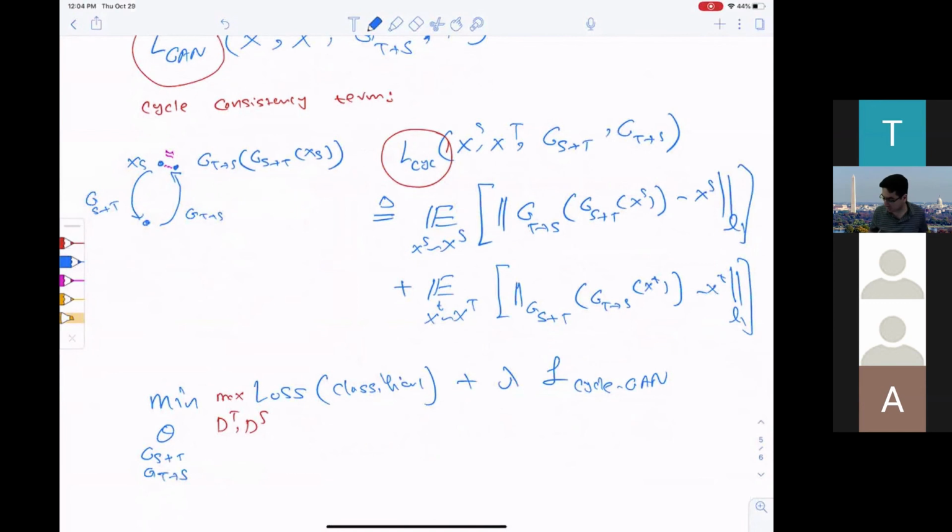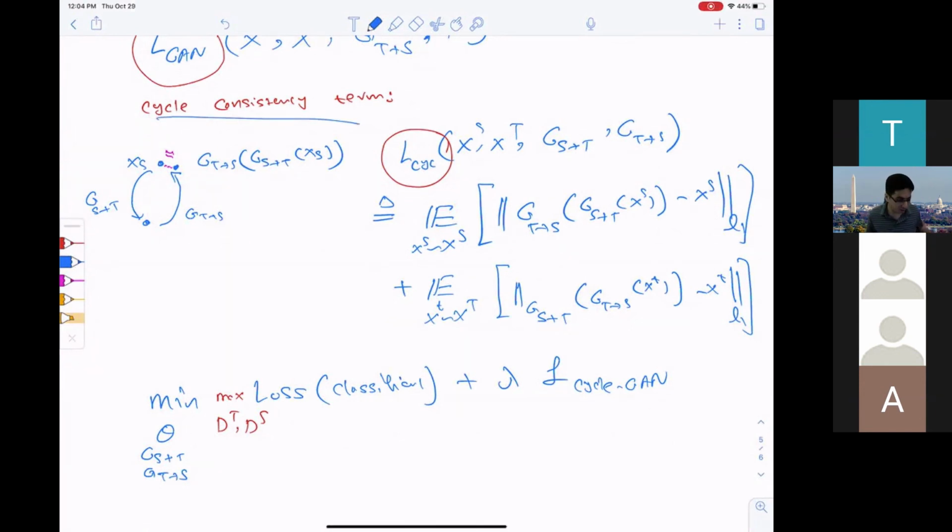So I thought to mention this because cycle GAN by itself is an important method to transfer styles or some other properties from one domain to another domain, and the whole idea is basically adding this cycle consistency term. So it is not very difficult.